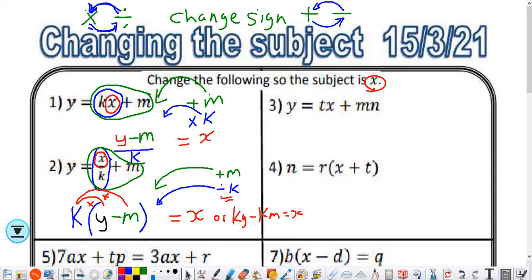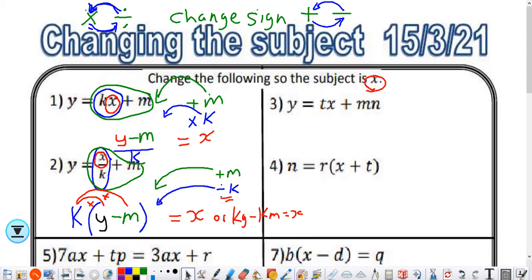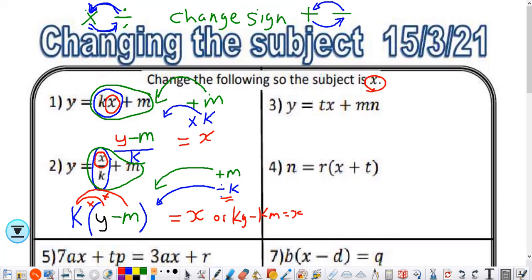Looking at question 3, if you don't understand the onion method, or it's not the way that works for you, okay, you can do the balancing method, which we've looked at as well. So if you think now we've got y equals t times x plus mn, and then you imagine that there is a line down the middle of my equal sign. Again, we've got to try and do it in order, so I want to get rid of everything that's furthest away from x, and it follows the same principle.